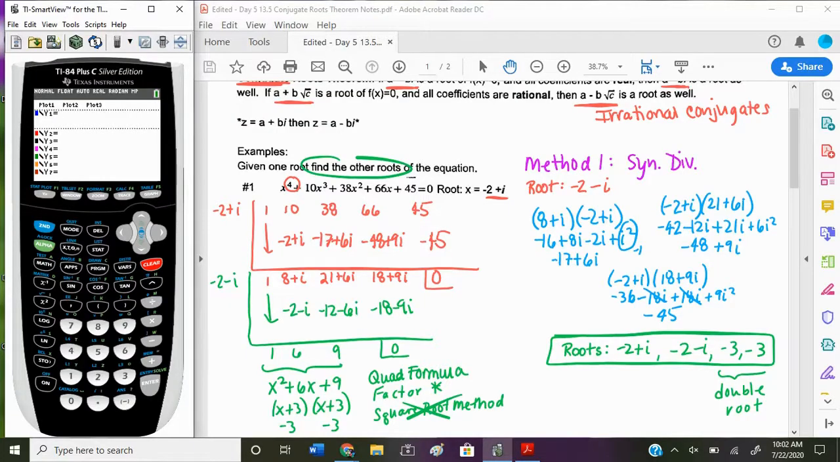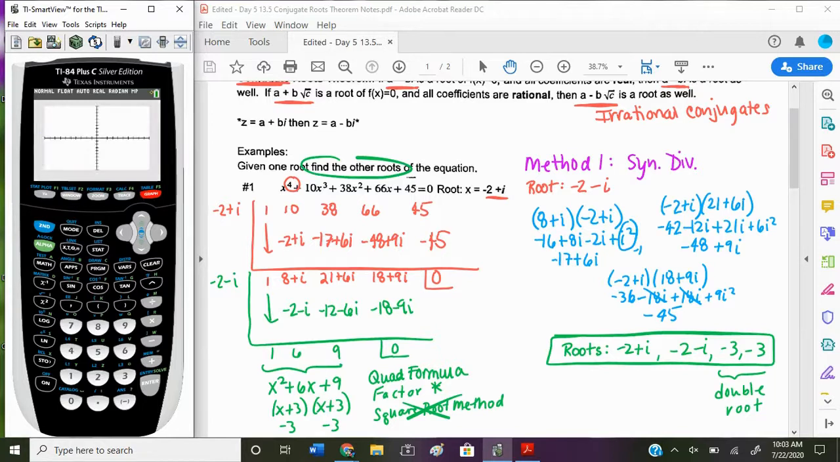All right, let's take a look at the graph of this polynomial to verify what it really looks like, and does it appear to have a double root as we suspect. So I'm going to go to y equals, and I'm going to type in my equation. I have x to the 4th plus 10x cubed plus 38x squared plus 66x plus 45. All right, so I'm going to hit graph.